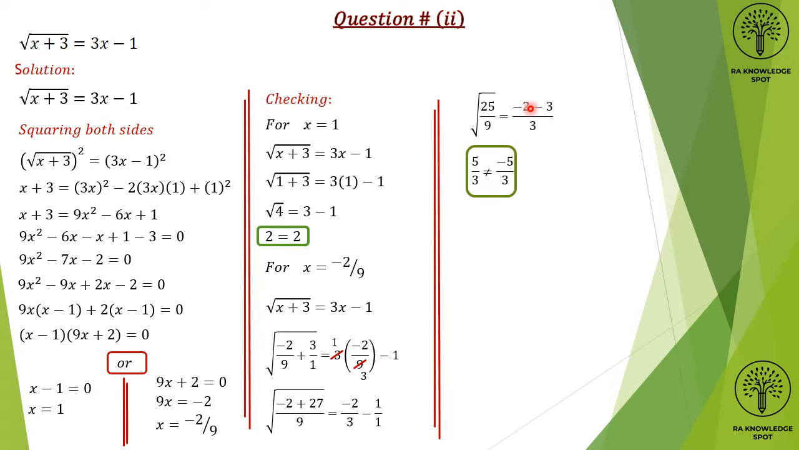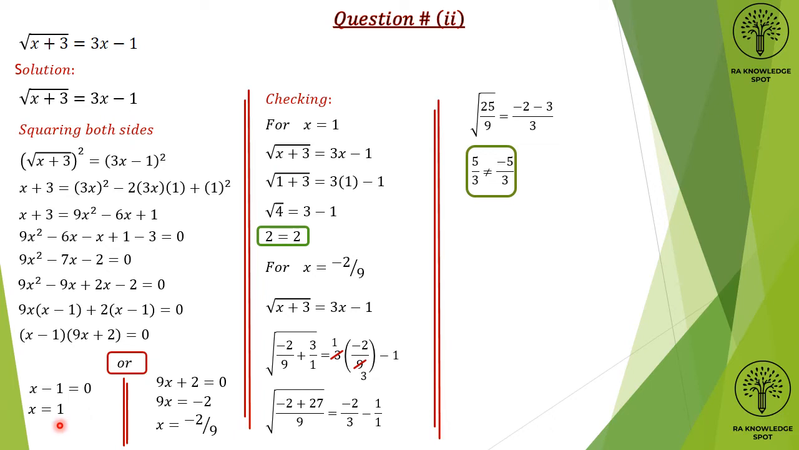And now you can see this is 5 by 3, but this is minus 5 by 3. They are not equal. This is a positive value and this is a negative value. It means this is not the solution of the question. Dear student, this is the change that you can notice here. So we can say of this equation, the solution is x is equal to 1, but not x is equal to minus 2 by 9. You're not going to write this as the answer, students, but actually these are the two candidate answers.